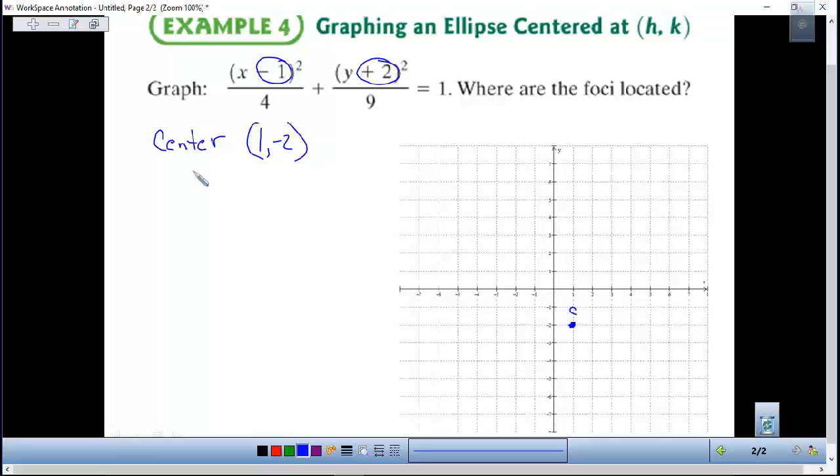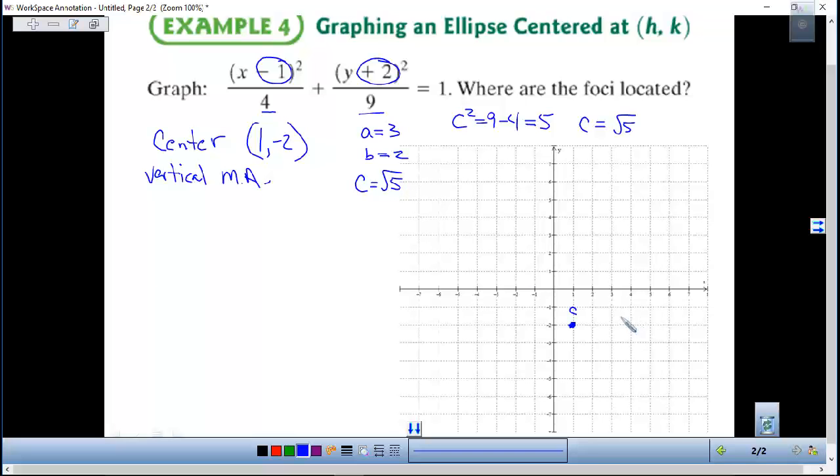Now, next thing you want to identify, is it a horizontal major axis or a vertical major axis? Well, just look at the numbers on the bottom. Which one's the larger? Well, 9 is. So that means it's under the y. So this is a vertical major axis. And we can go ahead and list this and say that a is 3 and b is 2. We could even go ahead and find out what c is. 9 minus 4 equals 5 is c squared. So c equals the square root of 5.